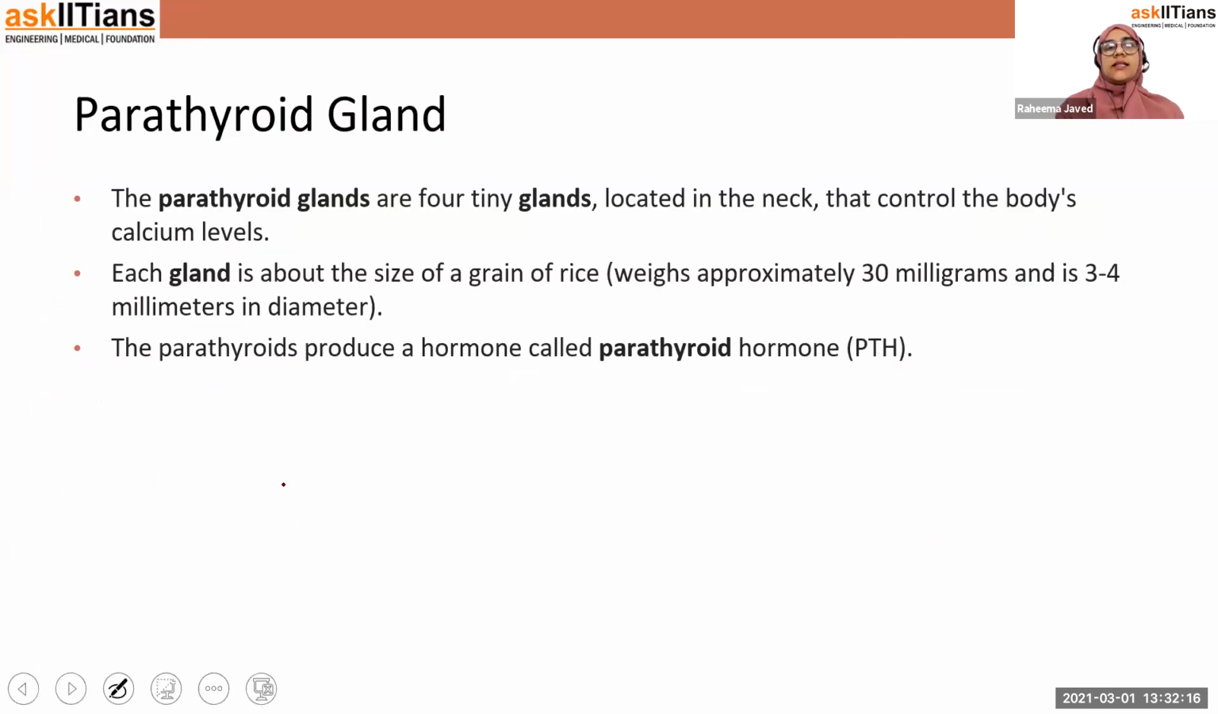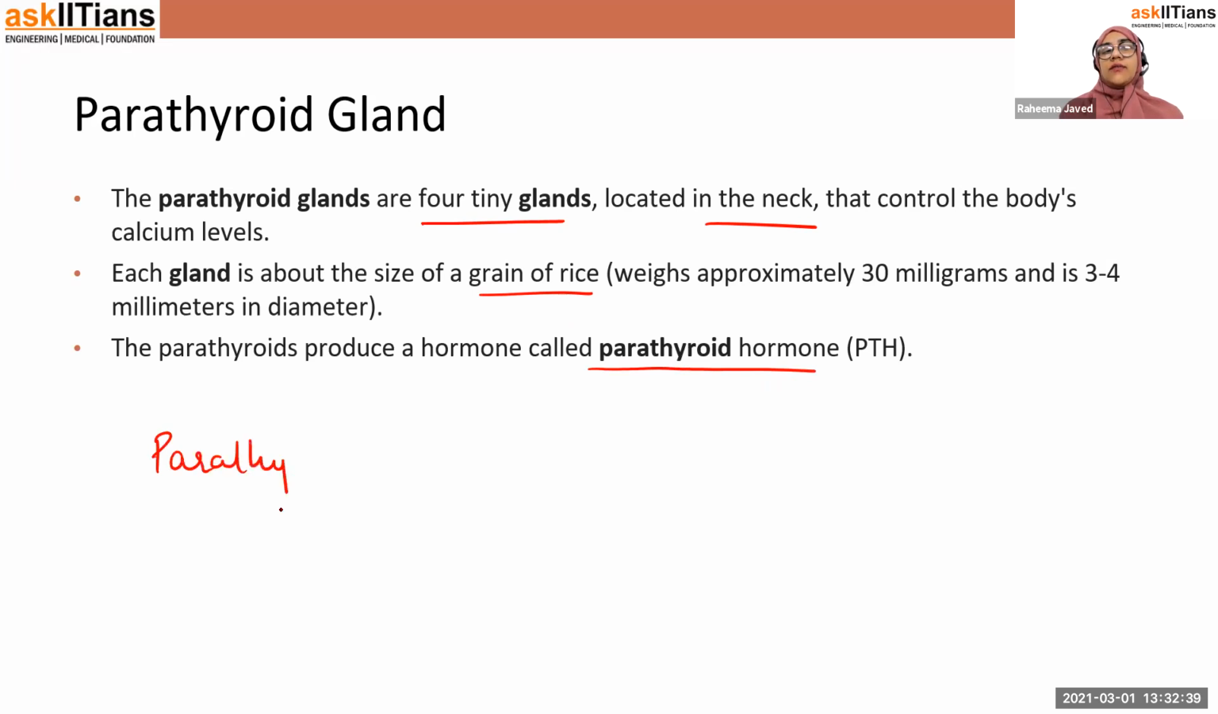Let's start with the parathyroid gland, which are four tiny glands located in the neck. They are helpful in controlling the calcium and the phosphorus levels in our blood. Each gland is about the size of a grain of rice, and they produce only one hormone, that is parathyroid hormone. Parathyroid hormone has a function which is exactly opposite to calcitonin.